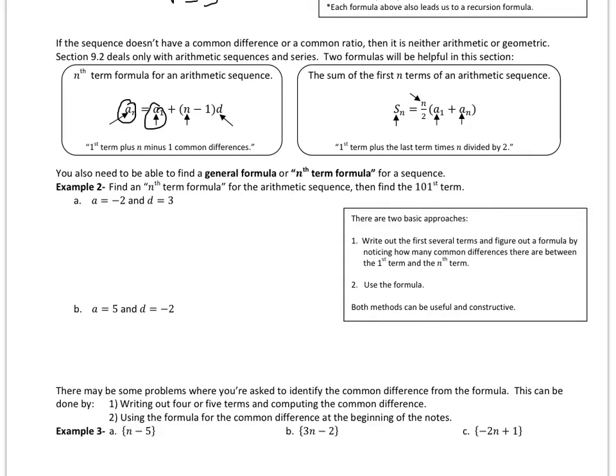So now you'll also need to be able to find a general formula or an nth term formula for a sequence. Let's just do some examples here, and then you'll see what we're doing. We want to find an nth term formula for the arithmetic sequence, and then find the 101st term. Here I've got a, and a is always a sub 1. So this a right here is our first term, and our common difference is 3. We're going to plug these into our nth term formula and come up with a formula specific for this sequence.